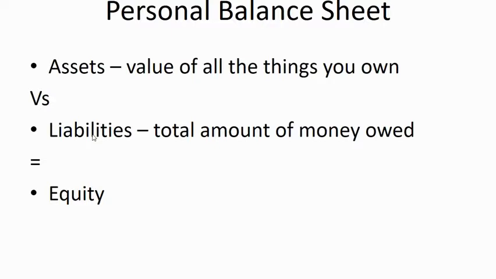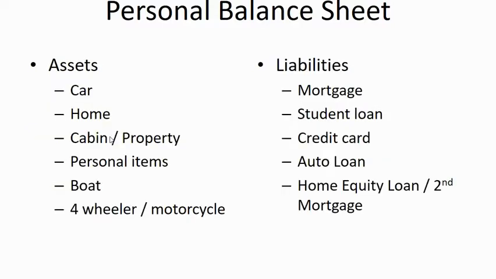Well, you have other things other than a home as far as assets, but you also have other things in the form of liabilities as well. Some examples of some assets would be a car or a home, cabin or property. You'd have personal items, whether that be clothing or jewelry or furniture, television, computers, things of that nature. You could have a boat, four-wheeler, motorcycles. The one part that we don't have listed here would be also some financial things, such as savings accounts or checking accounts or investments. Those would also be assets to a person.